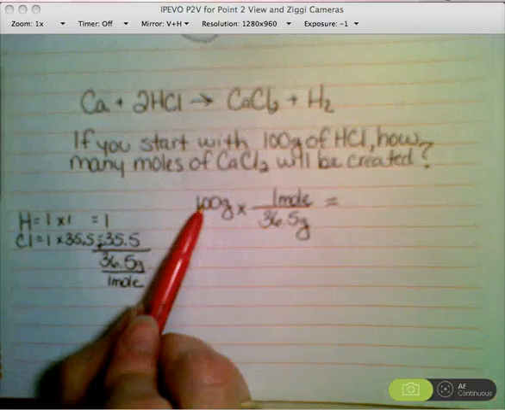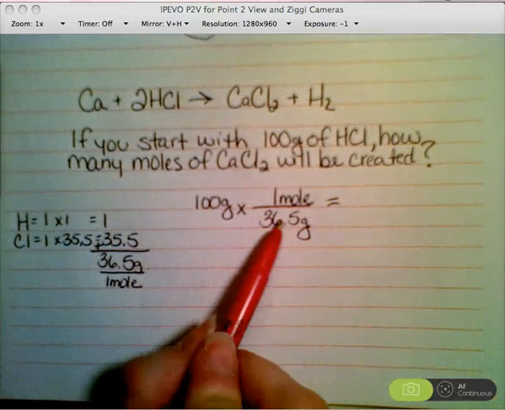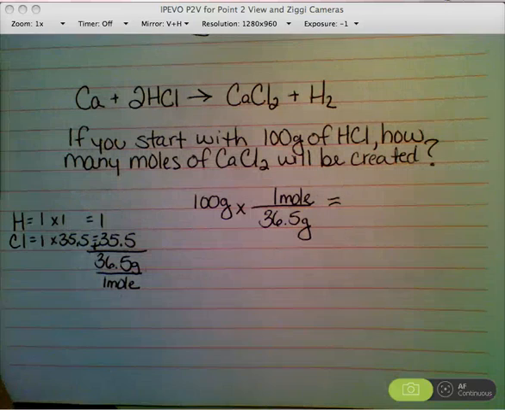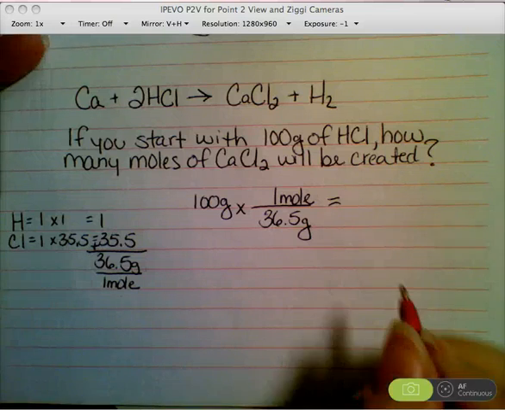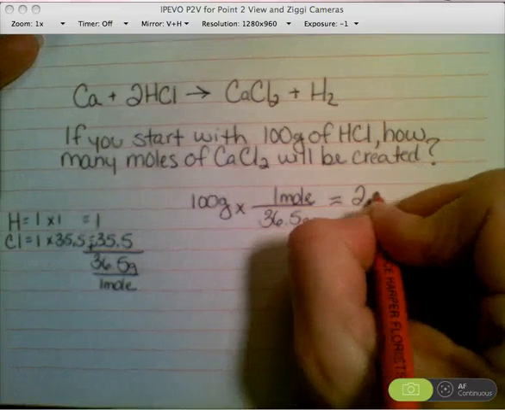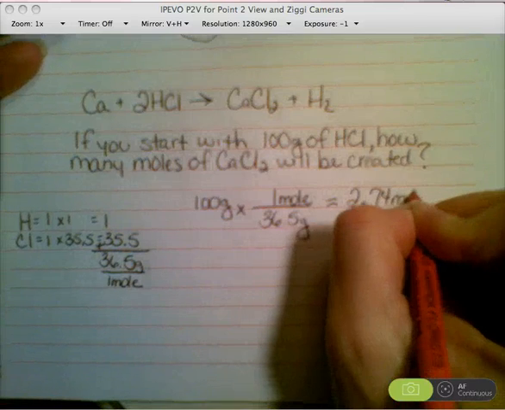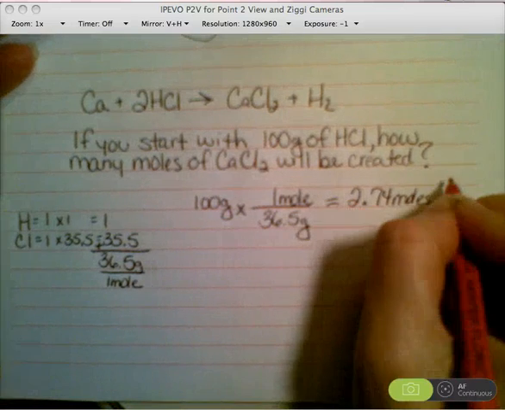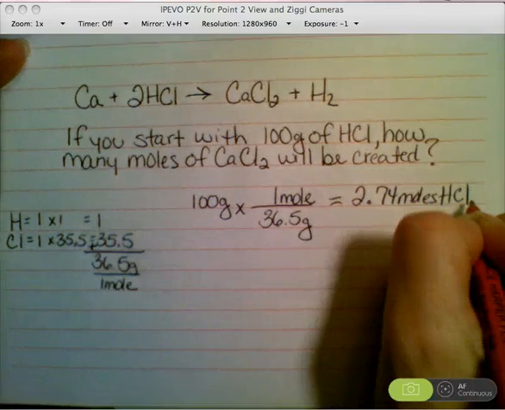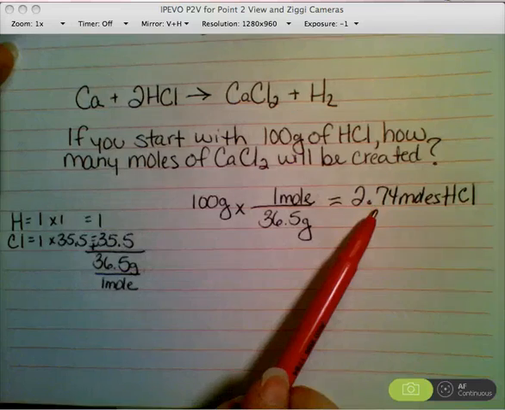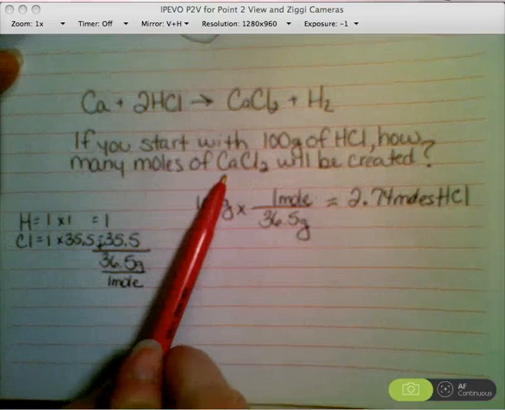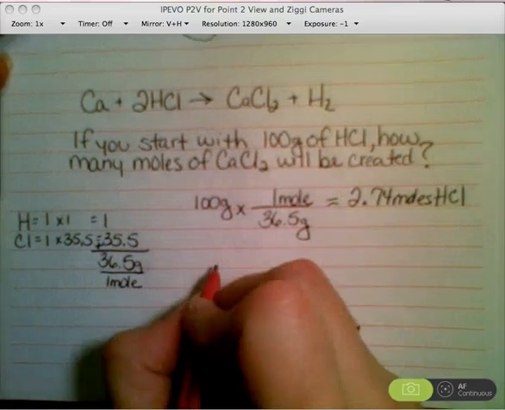So I take 100 times 1 divided by 36.5. I get 2.74 moles. Well, moles of what? Moles of HCl. So now I know how many moles of HCl I start with, and I need to figure out how many moles of CaCl2 I create.